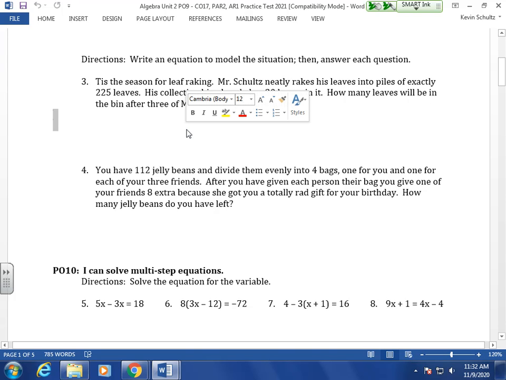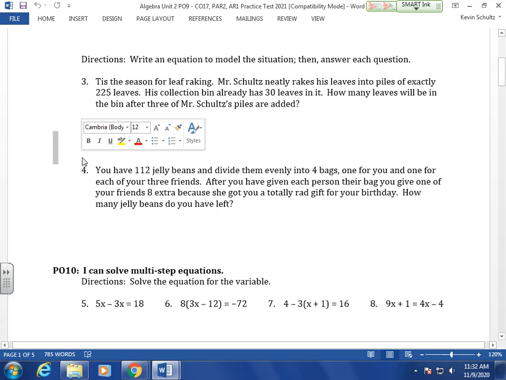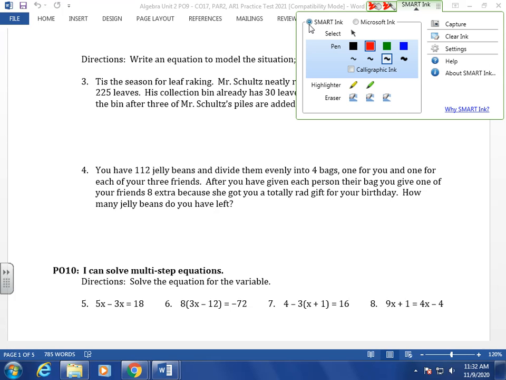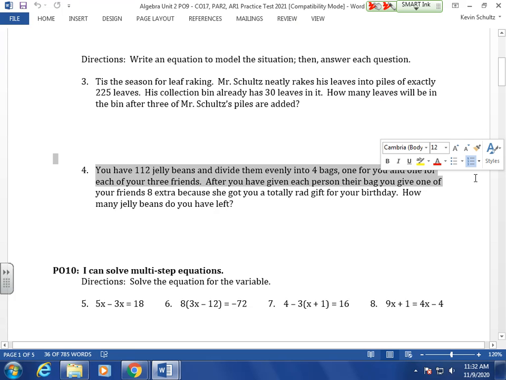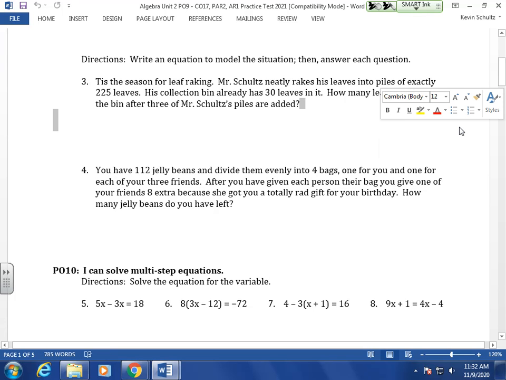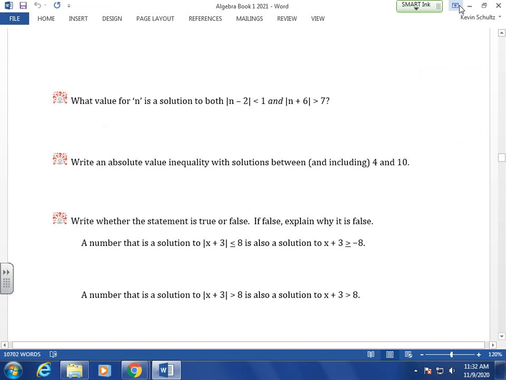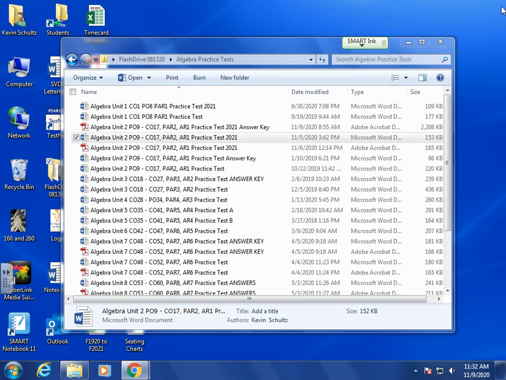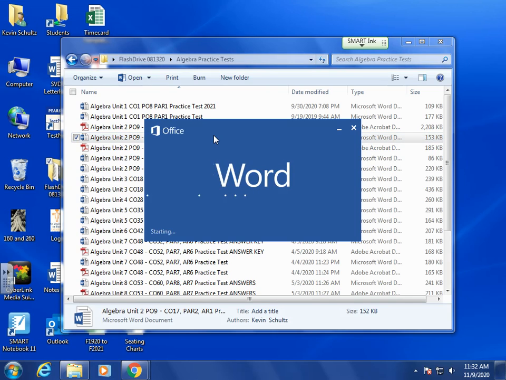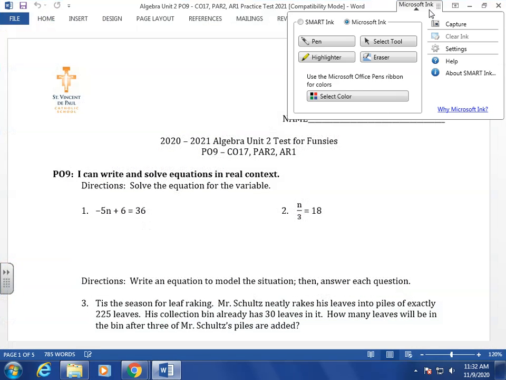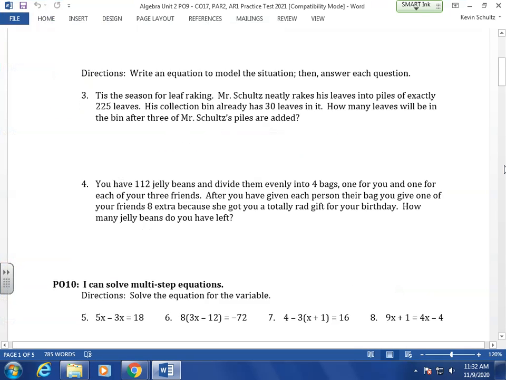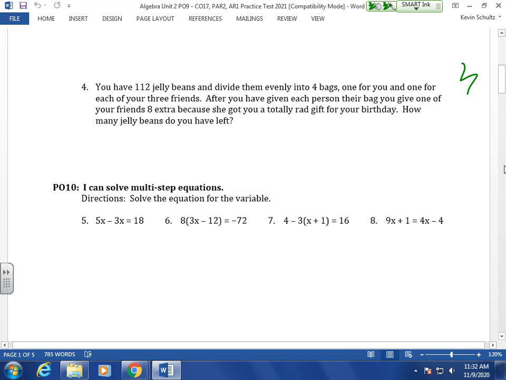So 3, oh, I gotta change. Wait, why is this not working? Hold on. We'll try red. Nope. How come this is not? We're going to pull an audible here. We're going to try and close this, close that, reopen this, and see if that fixes things. Hey, put it up. All right, there we go.